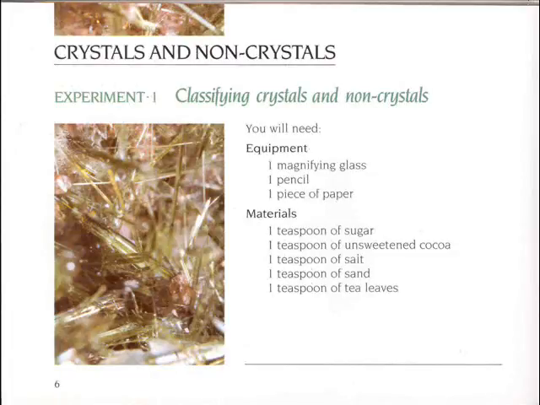Crystals and non-crystals. Experiment 1. Classifying crystals and non-crystals. You will need equipment: 1 magnifying glass, a pencil, a piece of paper. Materials: 1 teaspoon of sugar, 1 teaspoon of unsweetened cocoa, 1 teaspoon of salt, 1 teaspoon of sand, 1 teaspoon of tea leaves.